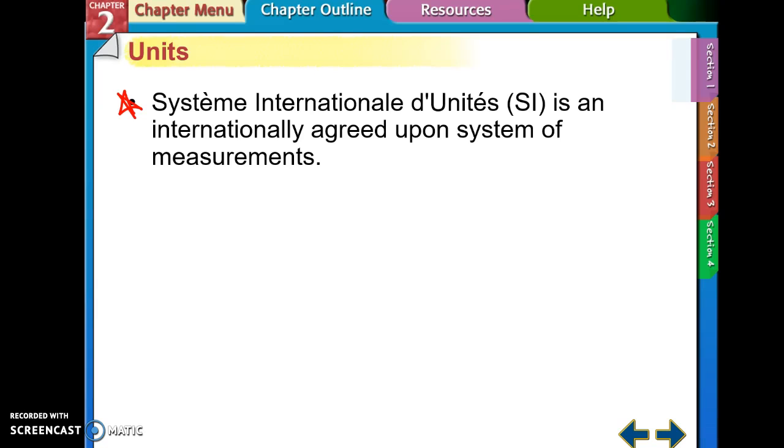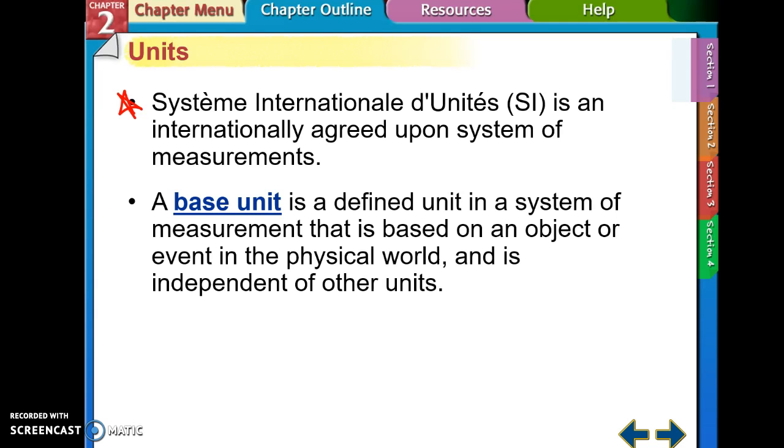So we're going to go over this. You've heard of the SI system before. It has meters, grams, liters, anything on the metric system. The metric system is based on what are called base units. A base unit is a defined unit in a system of measurement. It is based on an object or event in the physical world and is independent of other units. So what that means is there is a physical, tangible something in the world, and we, as an international scientific community, have chosen to base units on this thing.